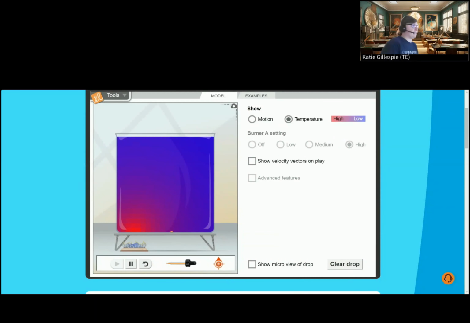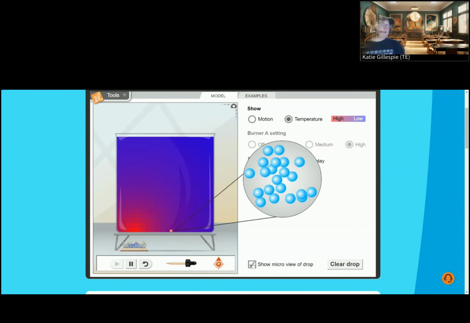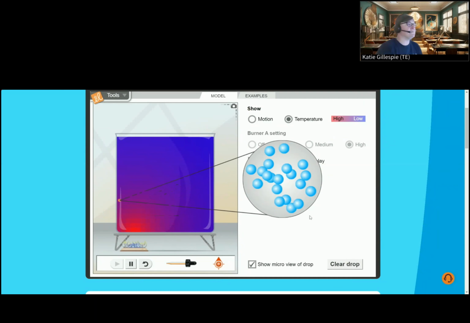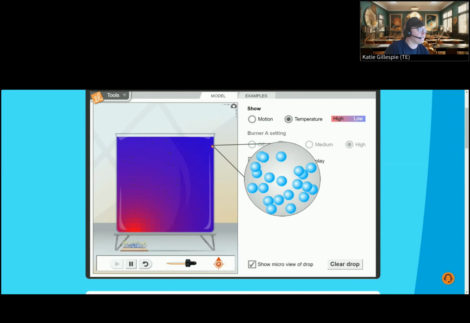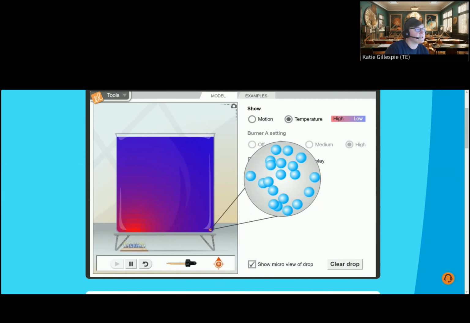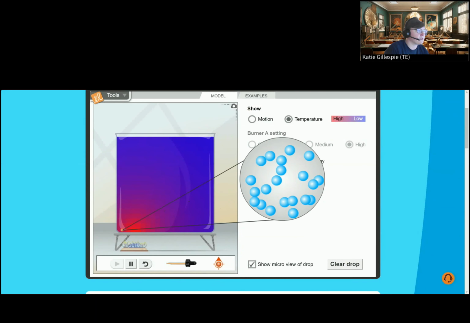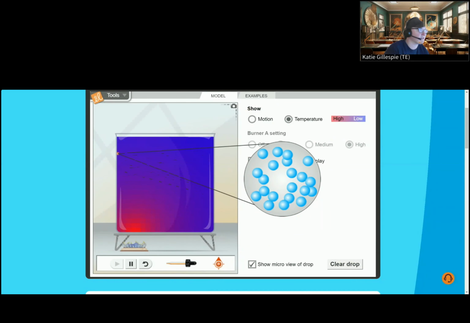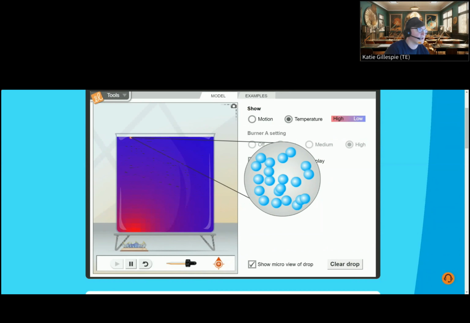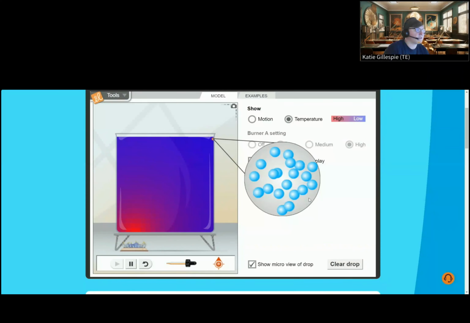Click clear drop and add a new drop to the liquid. Turn on show micro view. Oop, that's vectors. All right, and what do you notice? Where do they move the fastest? Where are those molecules moving the fastest? This has an answer too. Is it at the bottom or the top? And again, go back to what I showed you at the very beginning, right? What happened when I set the flame higher?